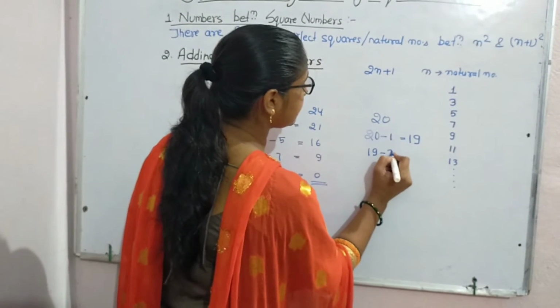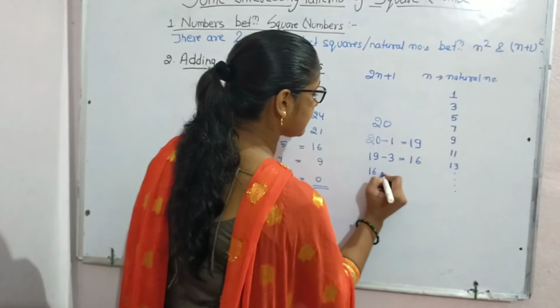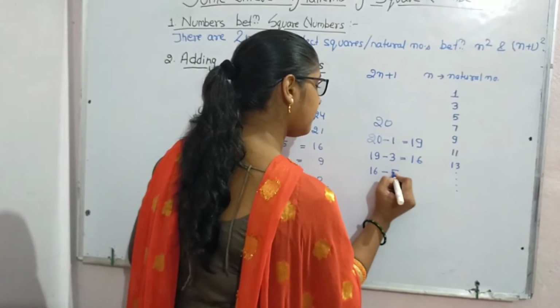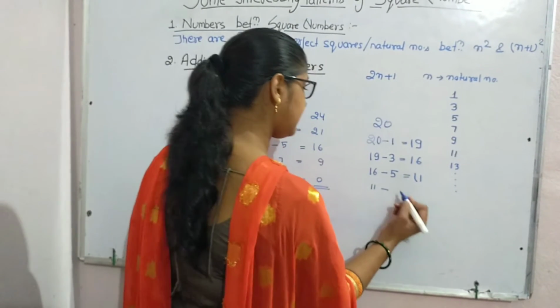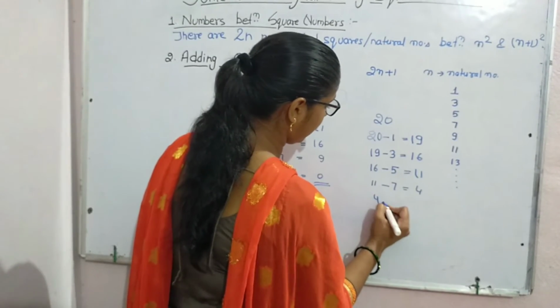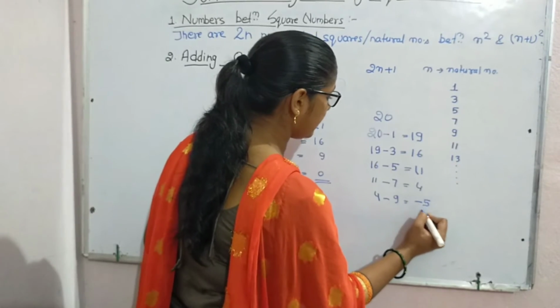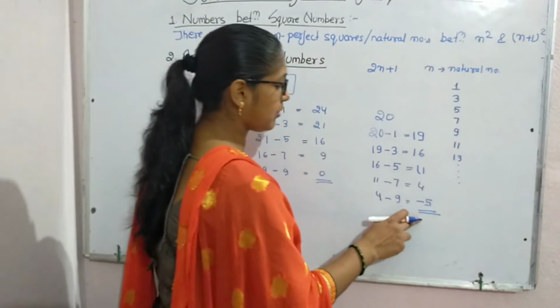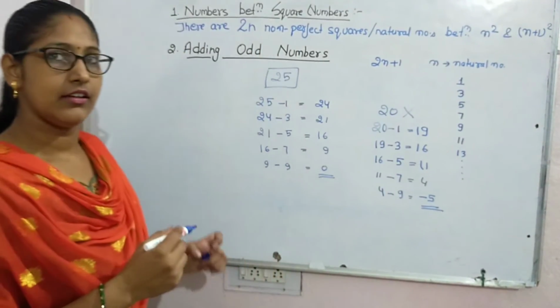Then 19 minus the second odd number 3, we get 16. Then 16 minus 5, we get 11. Now 11 minus 7, we get 4. And now 4 minus 9, we get minus 5. Here we can see that this number is less than 0. So 20 is not a perfect square.